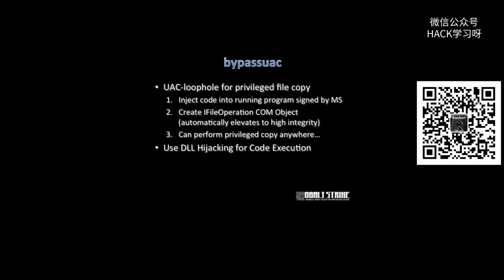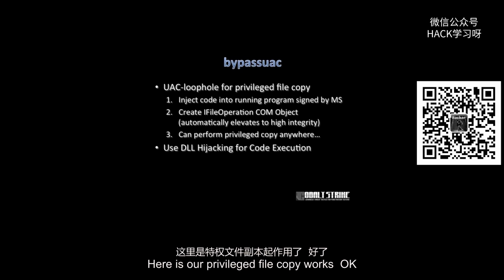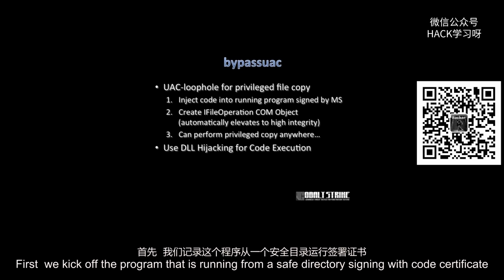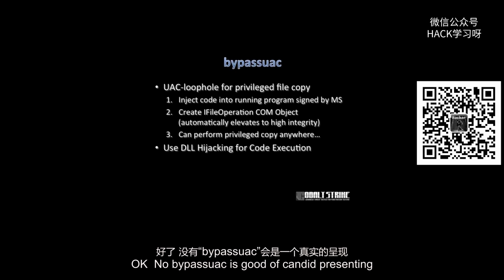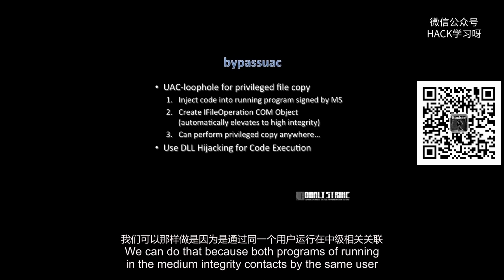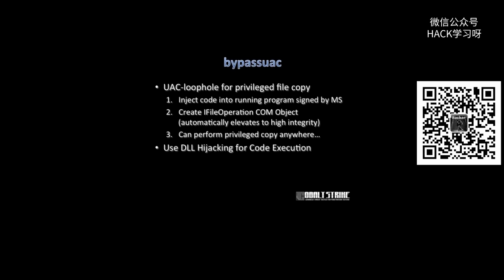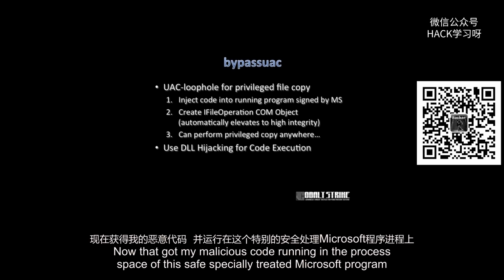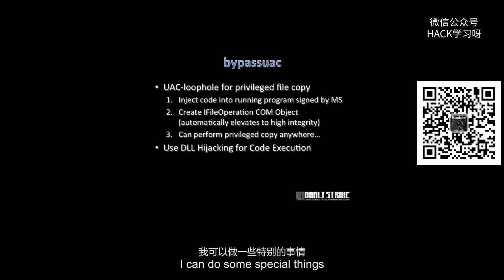Let's go through them. Here's how the privileged file copy piece works, okay? First, we kick off a program that is running from a safe directory signed with a Microsoft code signing certificate, okay? Notepad.exe is as good of a candidate as any. We then inject our bypass UAC logic into that program. We can do that because both programs are running in a medium integrity context by the same user. So I can inject code into that program. Now that I've got my malicious code running in the process space of this safe, specially treated Microsoft program, I can do some special things.